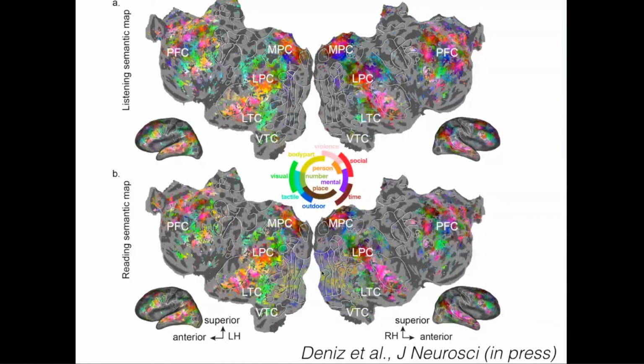Which one is which? It's hard to tell. Top one is listening. Bottom one is reading for the same subject, reading the same stories and listening to the same stories. They're stunningly similar. You can see that there's a little bit of difference, you get more early auditory cortex in the listening and more early visual cortex in the reading. They have high SNR. And so you can explain a little bit of variance with the semantic model, but broadly, these are incredibly similar between the two modalities.